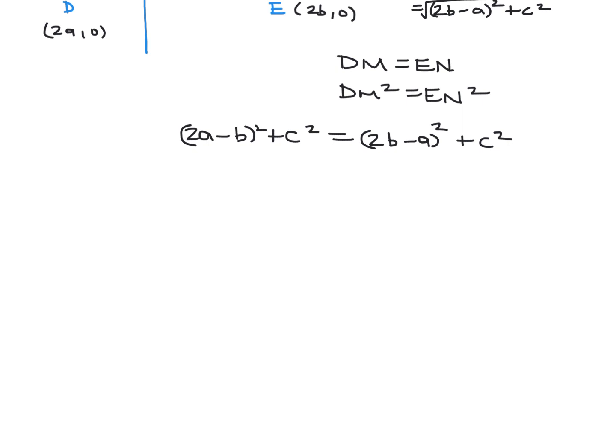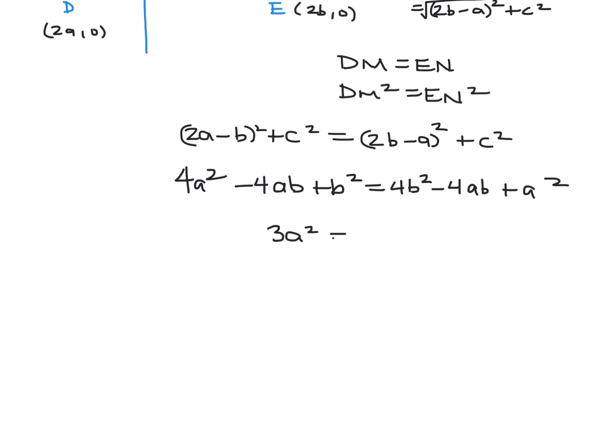We get 4a squared minus 4ab plus b squared. And then on the other side, we get 4b squared minus 4ab plus a squared. And then the minus 4ab's cancel. So I think we just have 3a squared on this side and 3b squared on this side. So that basically means that a squared is equal to b squared. So that means a is equal to plus or minus b. So we have two scenarios: either a equals b or a equals minus b.